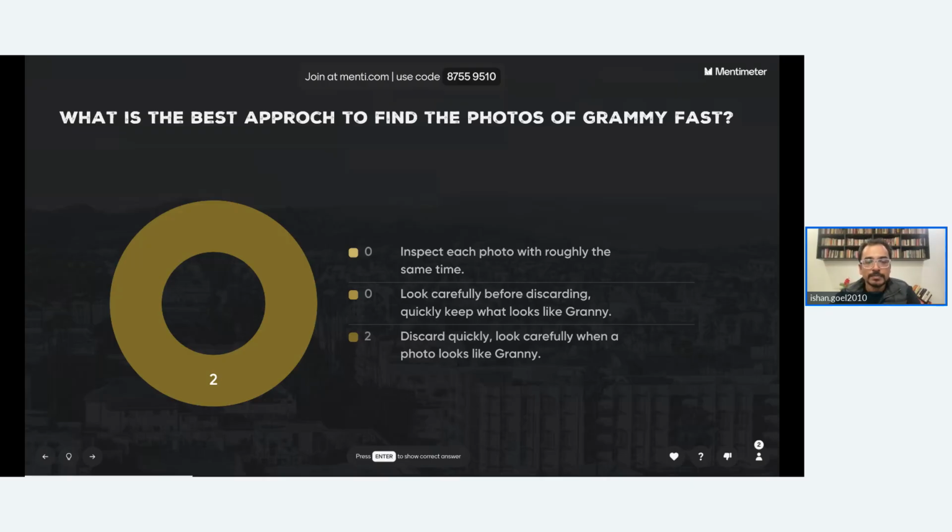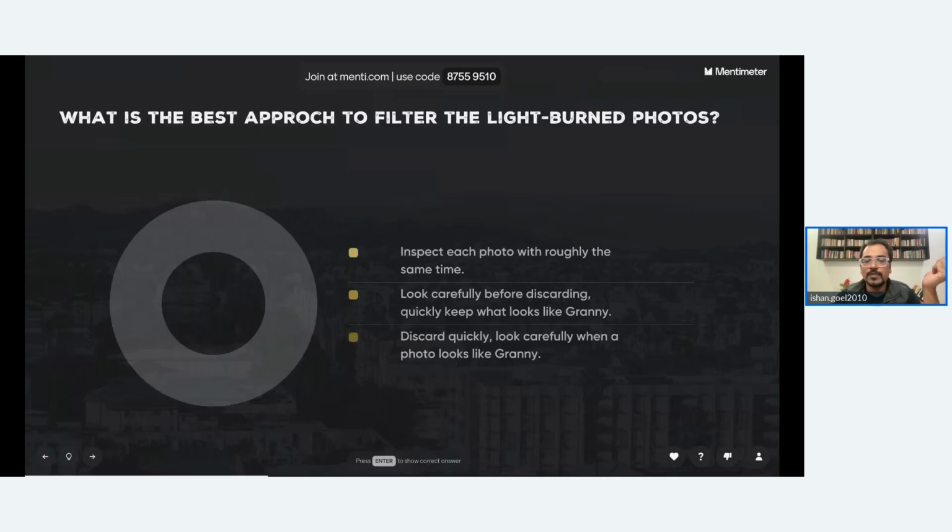Moving ahead, the second question, to draw the contrast between these two things: you want to discard any photo with a light burn. Now the second task is that you are filtering out photos, and you want to discard any photos that even have a slight burn, so that all bad quality photos are discarded and left aside. What is the best strategy in this scenario?